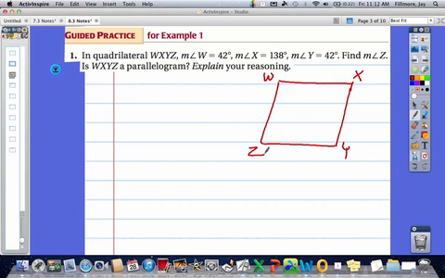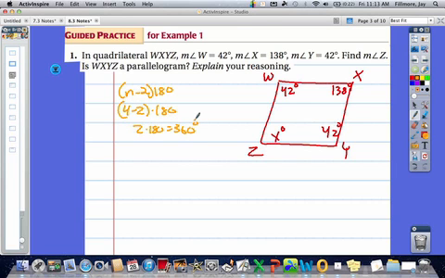We know that angle W is 42, angle X is 138, the measure of angle Y is 42. We want to find the measure of angle Z, I'll call that x. Now, we know from section 8.1 that to find the sum of the interior angles of any convex polygon, we use the formula n minus 2 times 180. And we have four sides here, so 4 minus 2 times 180, which is 2 times 180, which is 360.